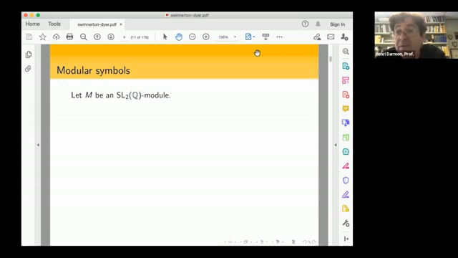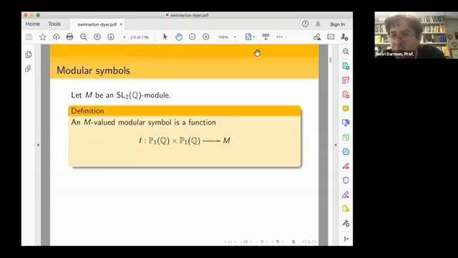Maybe my definitions differ a little bit from those that Barry introduced. For me, a modular symbol is attached to a module M endowed with an action of the group SL2(Q) of 2x2 matrices with rational entries. An M-valued modular symbol is simply a function defined on pairs of endpoints on the projective line over Q with values in M. The only requirement in my notion of modular symbol, which is a bit different from Barry's, is that this function be additive in the endpoints. So I(r,s) plus I(s,t) should be I(r,t) for all triples of points in P1(Q).